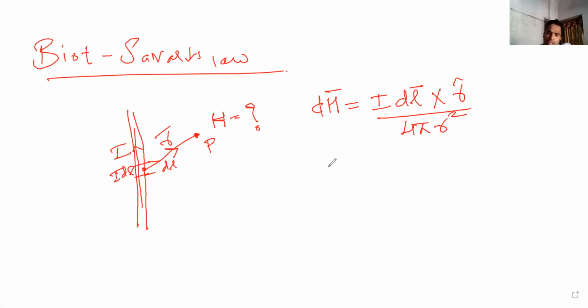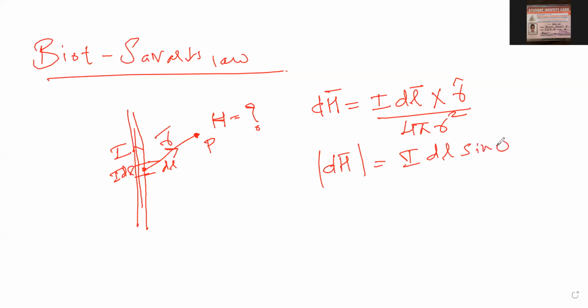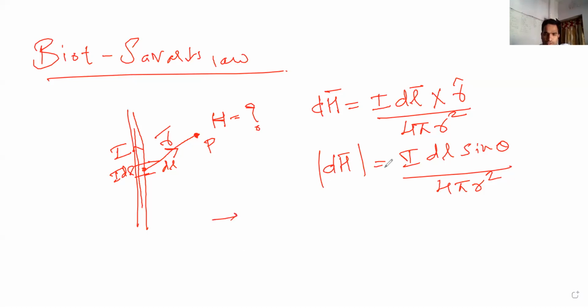And if we see the magnitude of this, what we get is I dl sine theta upon 4 pi r square. So this gives the magnitude. Here, what are our conclusions? Very first thing is, there is no medium parameter. If you see, there is no medium parameter like mu naught.